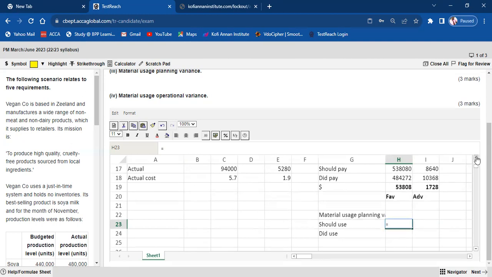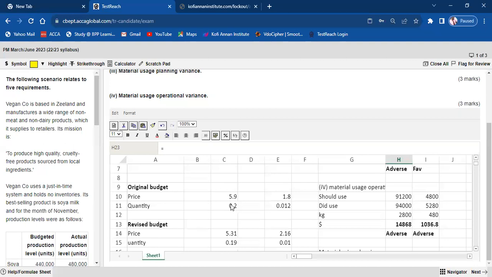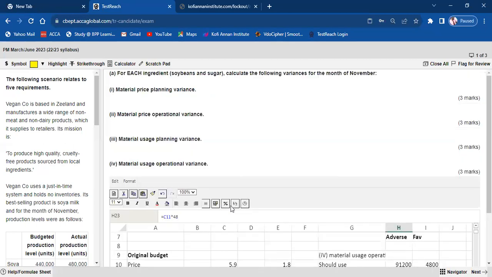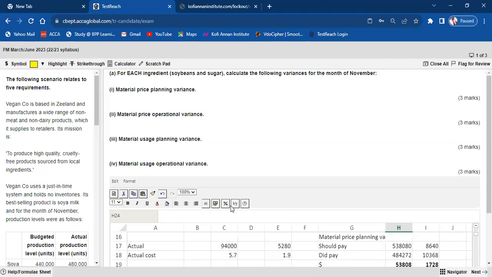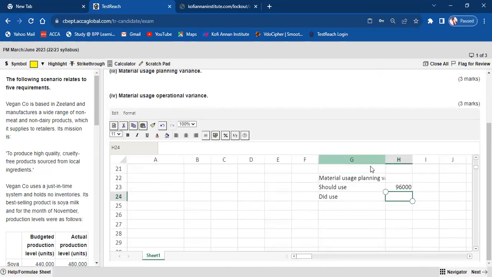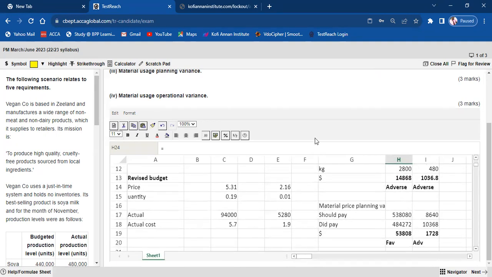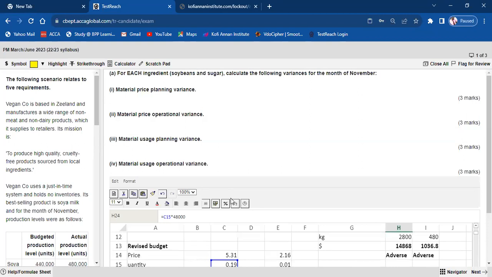Planning. We should have used 0.2 kg to produce each one of the 480,000 units. But we did use, as per the revised, 0.19 kg to produce each one of the 480,000 units.